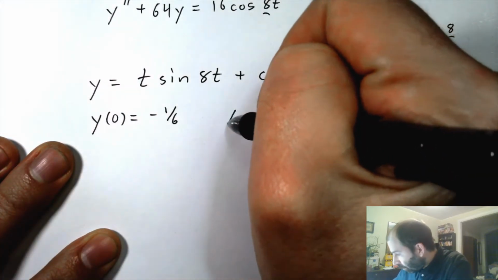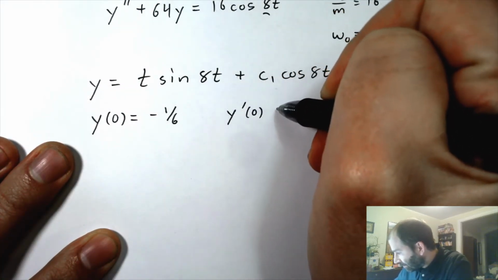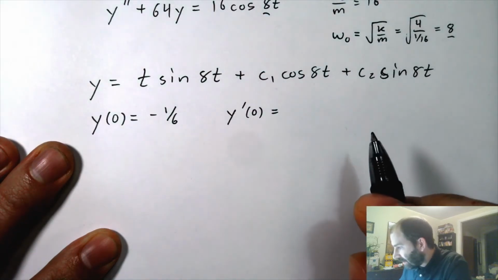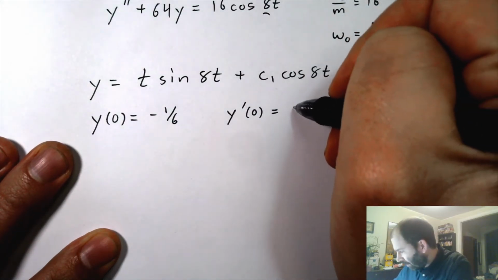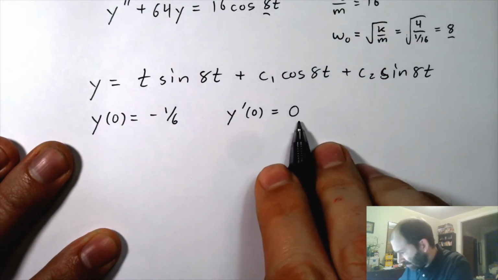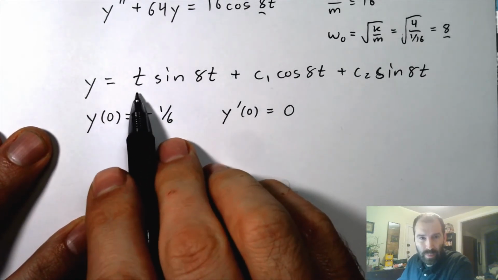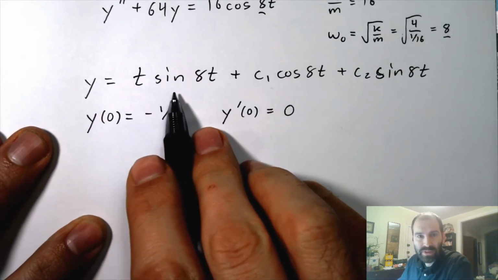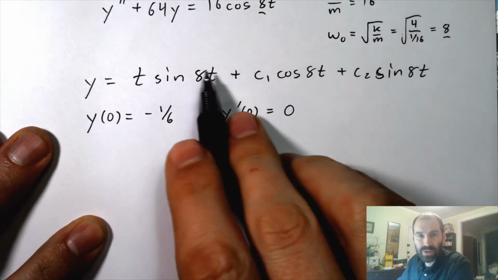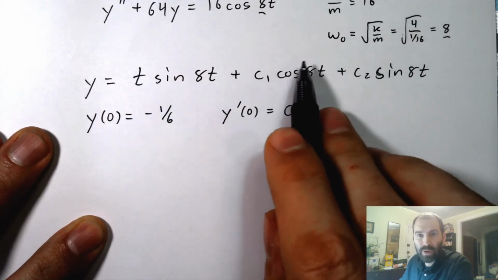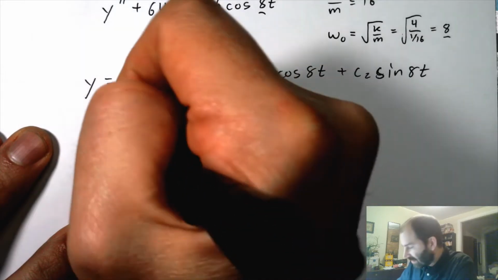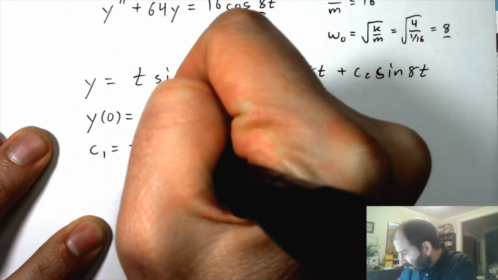And y prime of 0 is, it was released from rest, so we know this is 0, okay? So if y of 0 equals -1/6, well, I'm going to plug in 0 for t, these terms go away, but this one just becomes 1, so that means that c1 equals -1/6.